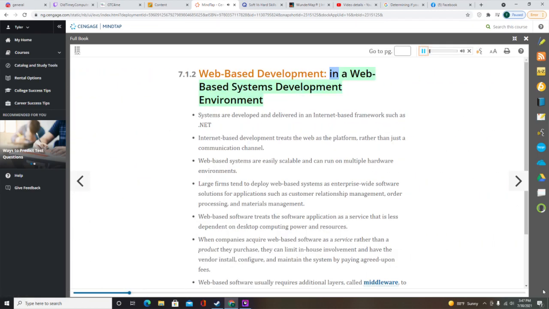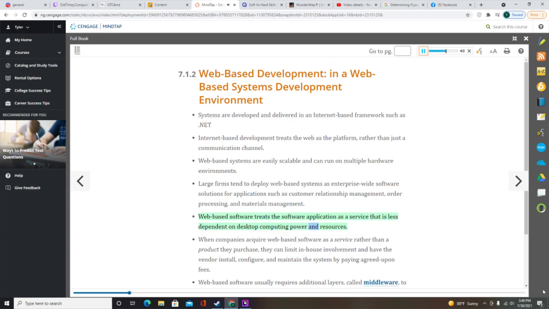Web-based development. In a web-based systems development environment, systems are developed and delivered in an Internet-based framework such as .NET. Internet-based development treats the web as a platform, rather than just a communication channel. Web-based systems are easily scalable and can run on multiple hardware environments. Large firms tend to deploy web-based systems as enterprise-wide software solutions for applications such as customer relationship management, order processing, and materials management.